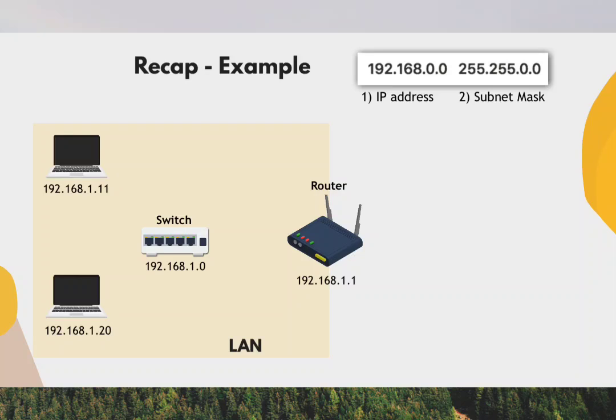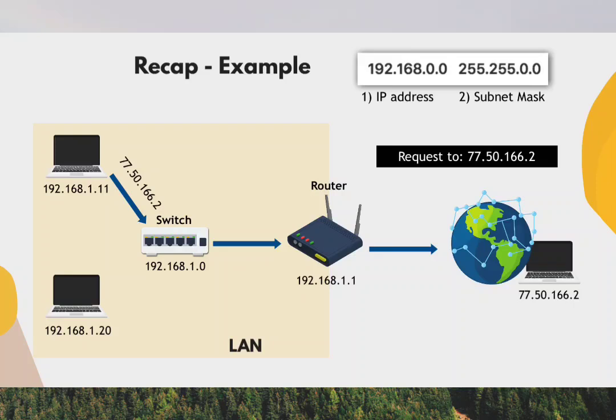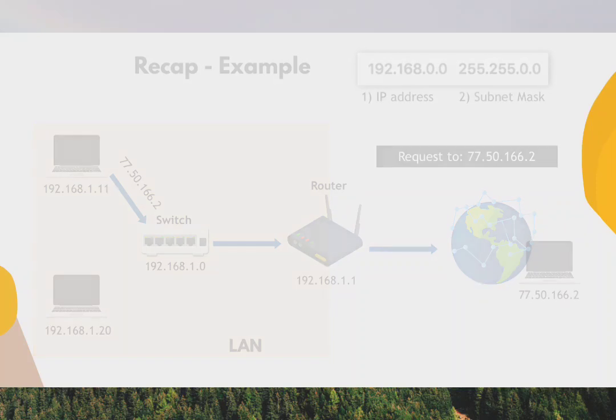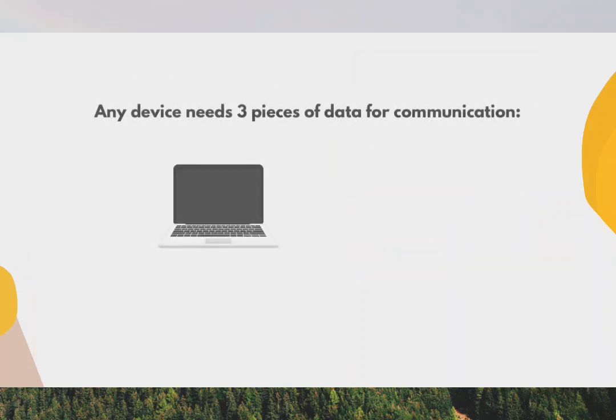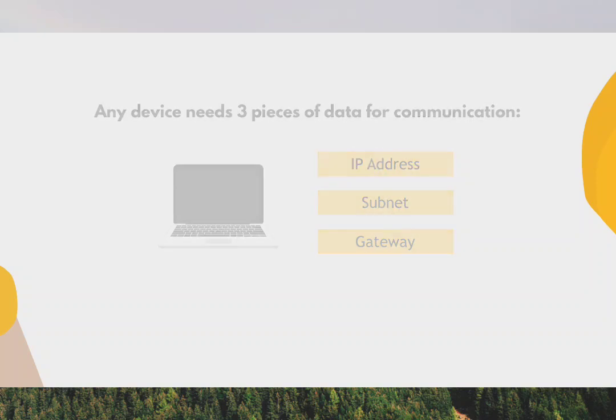So when we send a request to an IP address within our LAN, the request will go to the switch and it will forward it to the device within the LAN. If the IP address is external, it will go to the internet through the router. And that means any device on your network will need 3 pieces of data to communicate with other devices, both within its own network and to the outside network's devices. And this is the IP address, subnet, and gateway.